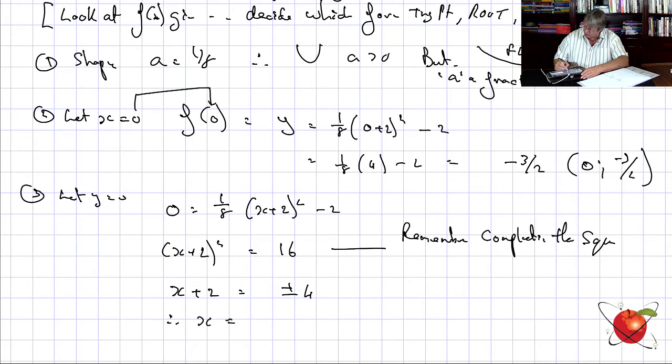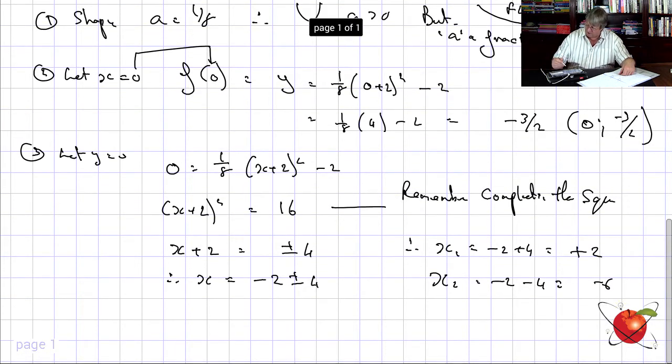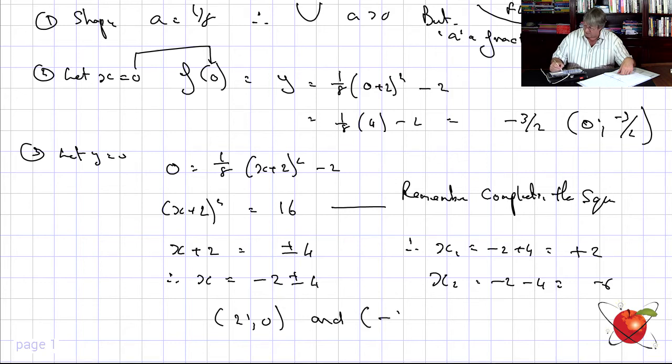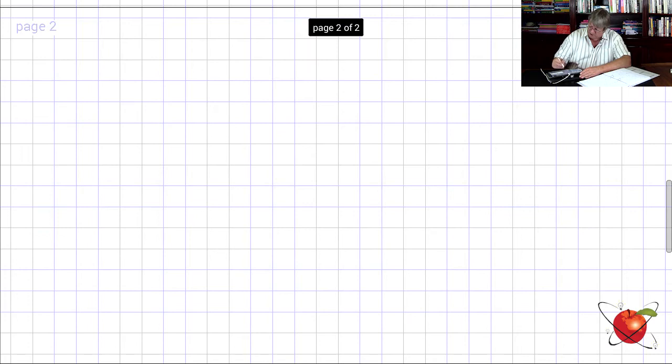So we can say x plus 2 is plus minus 4. Therefore, x is going to equal minus 2 plus or minus 4. Therefore, we've got x1 equal to minus 2 plus 4, which is 2, and x2 is going to be minus 2 minus 4, which is minus 6. So I've got 2 more points over here: 2 and 0, and minus 6 and 0. These are straightforward, aren't they?